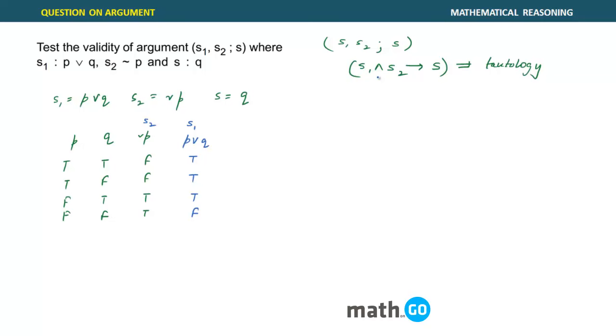Okay. Now you want what? S1 intersection S2. So what is S1 intersection S2? That means AND with these two rows. Let's take AND. So AND is nothing but true when both of them are true. False, false. This is true and this is false. So this is what you people have got for S1 intersection S2. Now you want S1 intersection S2 implication S. So what is S? S is given to be Q. So this is your S.